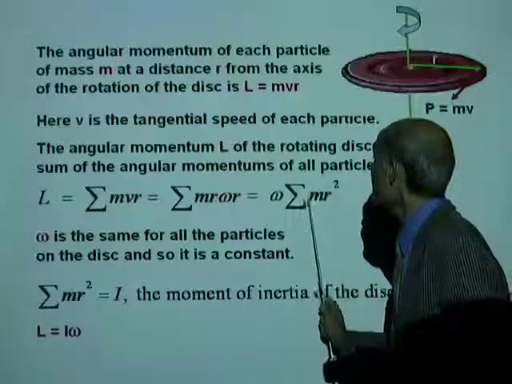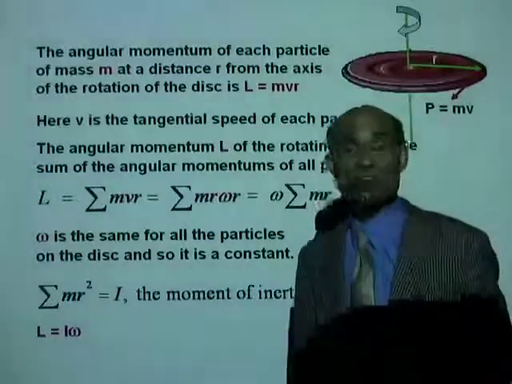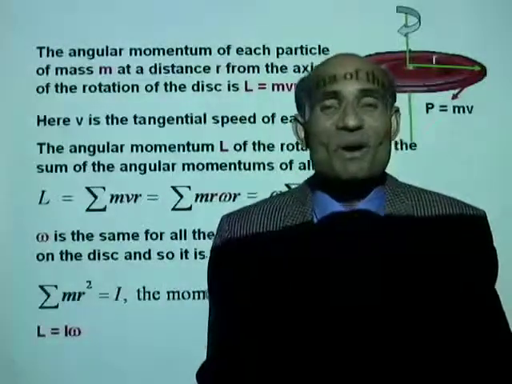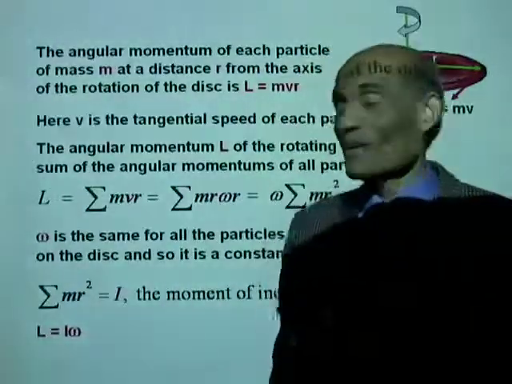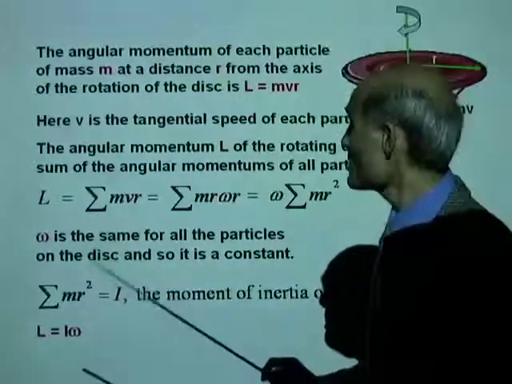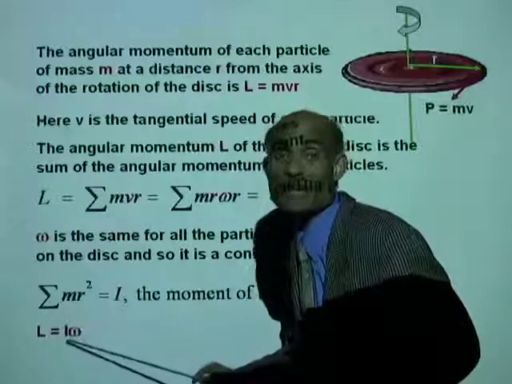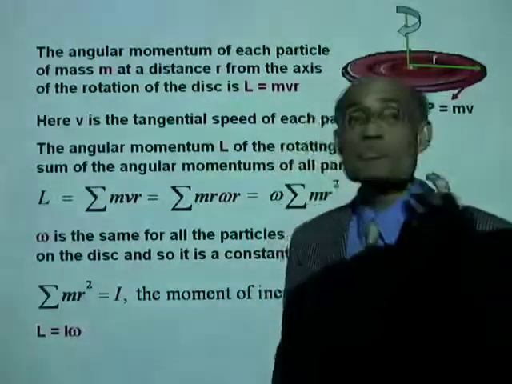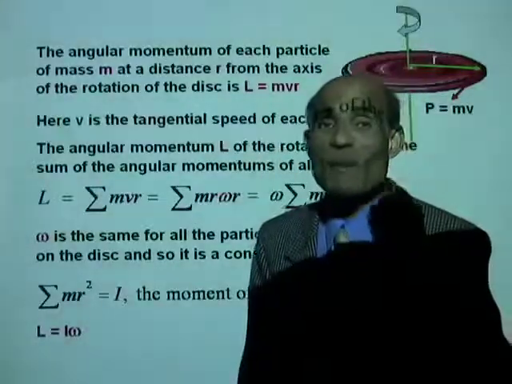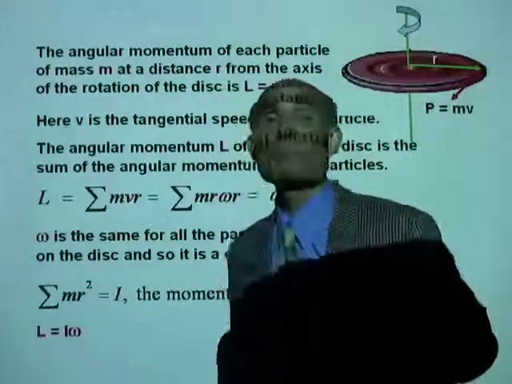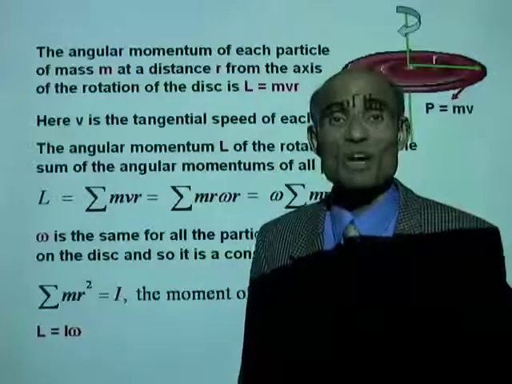This is I omega. L equal to I omega. The angular momentum of rotational motion is I omega, where I is the moment of inertia of the particle about the axis of rotation and omega is its angular velocity.